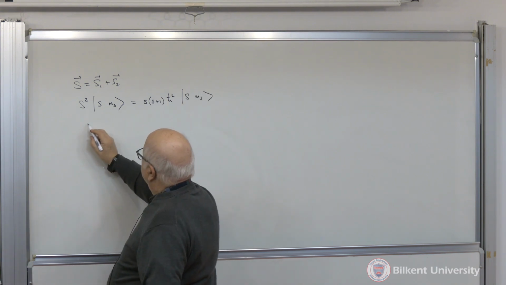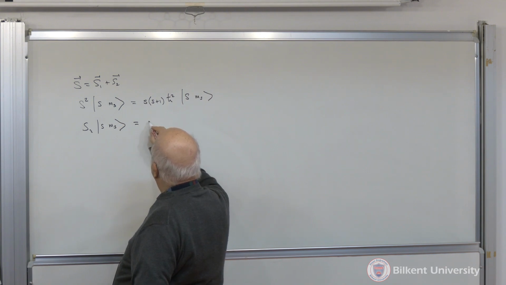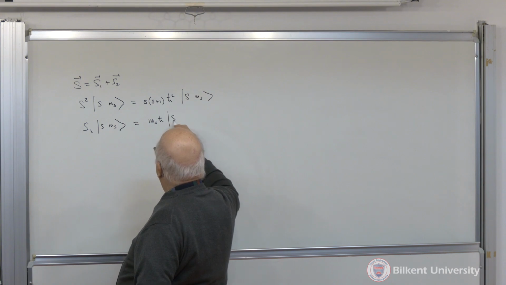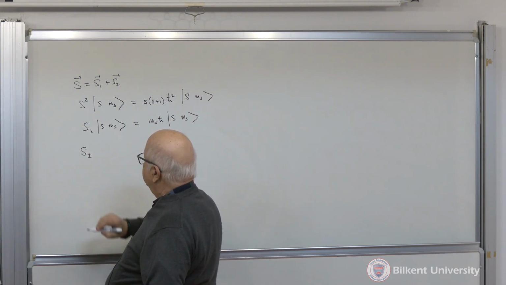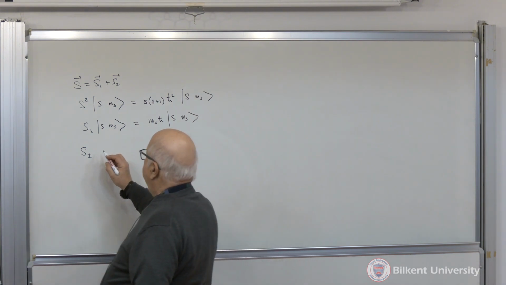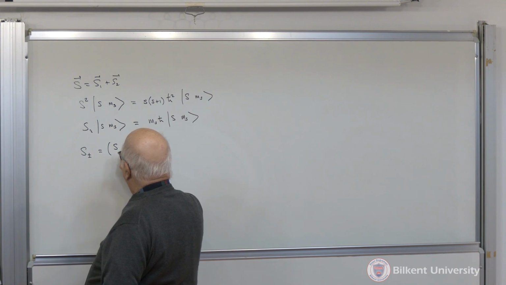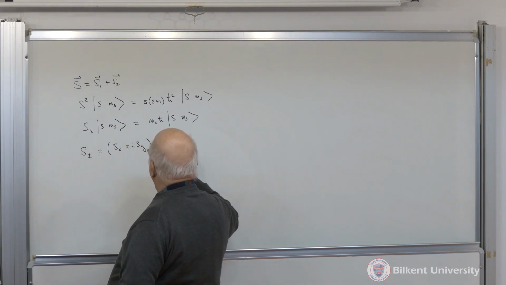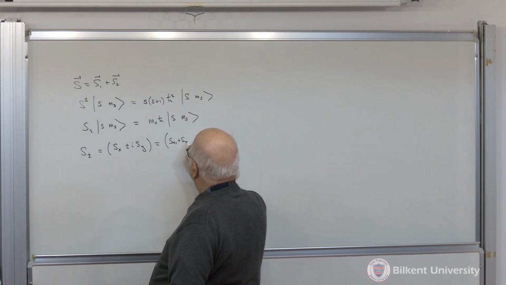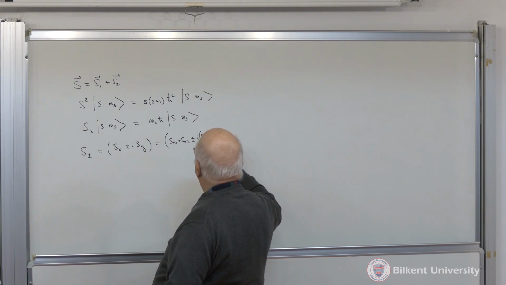S, MS, and Sz on S, MS is going to be equal to what? MS h bar S, MS. Not only that, but since we are going to need them, I have these S plus or minus operators in this space, which is going to be Sx plus or minus i Sy. So that's going to be Sx1 plus Sx2 plus or minus i, Sy1 plus Sy2.